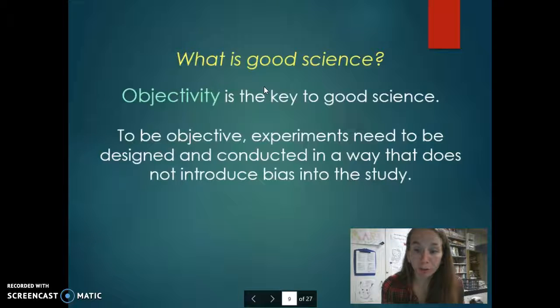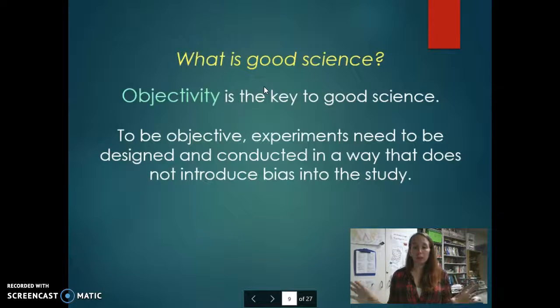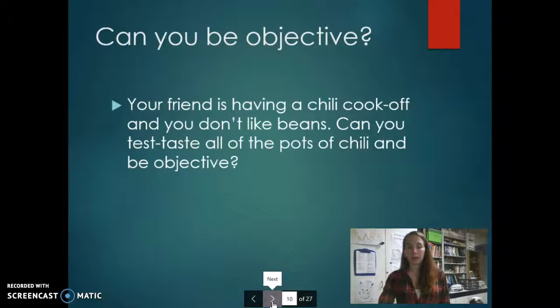So if you're looking for a straight answer, to be objective means to be able to look at all sides equally. So essentially, if your two friends get in an argument, you look at both sides and you choose objectively without taking one side over the other. That is very important in understanding how good science works.